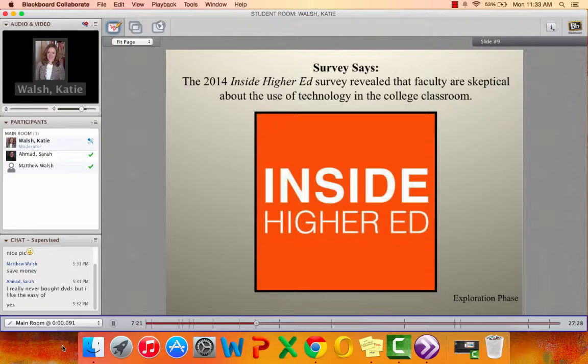So when it comes to technology in higher ed, there was a recent survey just last year conducted by Inside Higher Ed that revealed that faculty on the whole are skeptical about the use of technology in the college classroom. This includes technology in general as well as online learning. The study surveyed faculty members as well as technology administrators and compared the results between them. The faculty they measured were tenured and non-tenured, full-time, part-time.